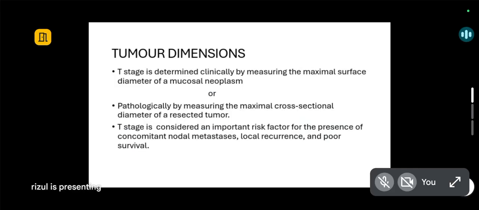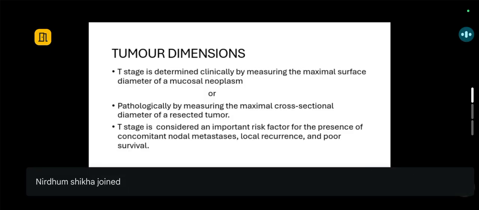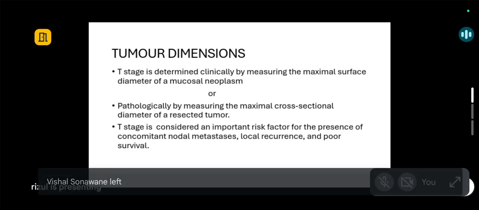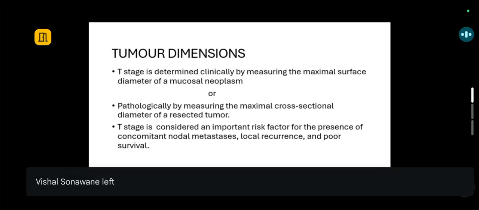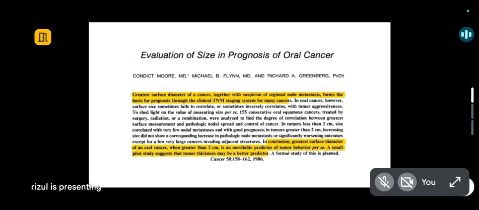In this, the first thing is the tumor dimensions. We know T stage is determined clinically by measuring the maximal surface diameter of the mucosal neoplasm, or pathologically by measuring the maximal cross-sectional diameter of the resected tumor. T stage is considered a very important risk factor for presenting with concomitant nodal metastasis, local recurrences, and poor survival. So there is one paper by Murray et al.